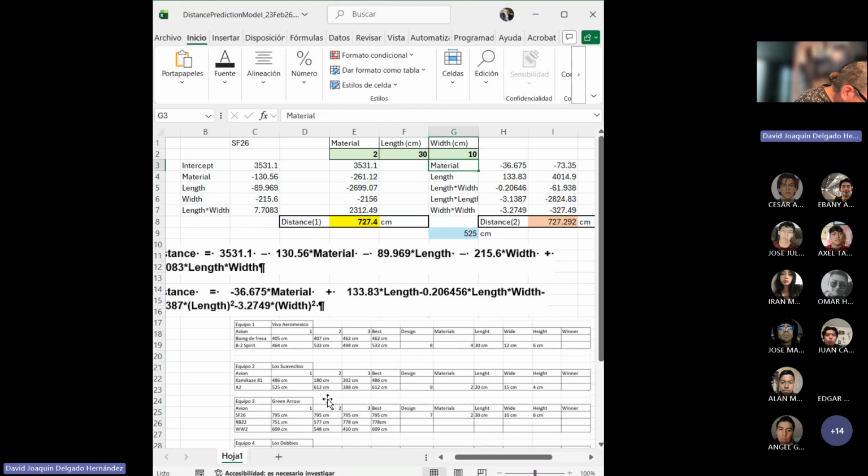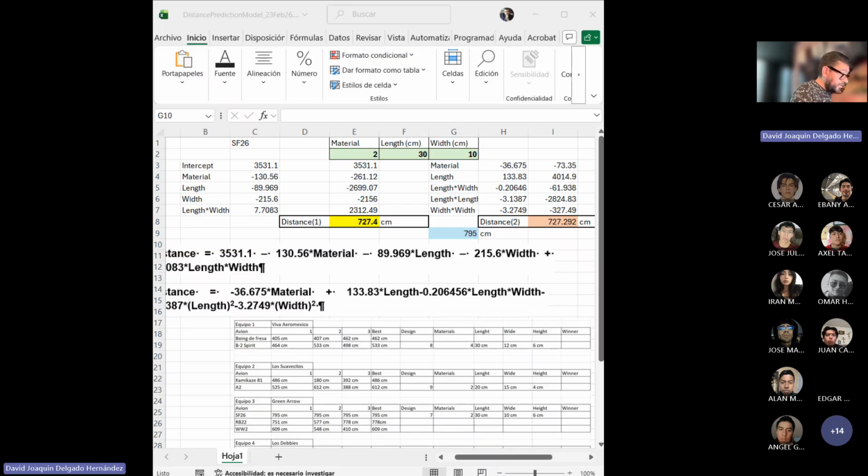And what is the actual measure? 795 for the third. 795. That will be the real distance. But this model is predicting 727, and this is again 727. So let us copy this and put it in the Word file. This is for the third airplane. Okay.